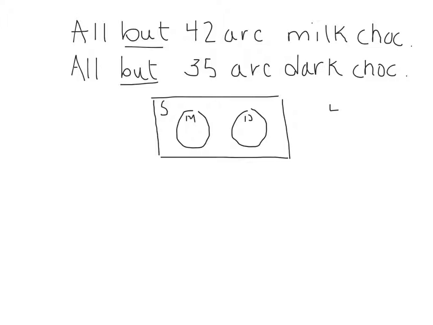Since there are no other candies in our sample space and the total number of candies is equal to 77, well, of those 77, all but 42 are milk chocolate, which means 42 must be dark chocolate. And all but 35 are dark chocolate, therefore 35 must be the number of milk chocolate candies.